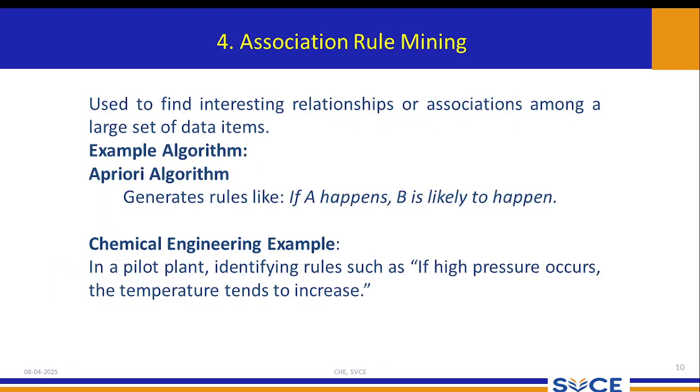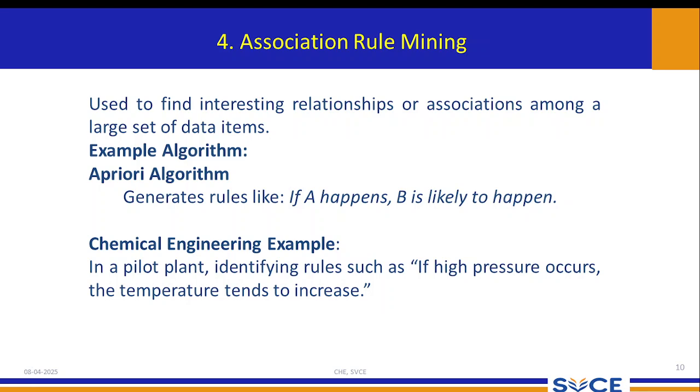Okay, and coming to the association rule mining. As I told you, if A happens, B is likely to happen. For example, the Apriori algorithm. That means it's a condition. So if the pilot plant identifies rules such as, if high pressure occurs, the temperature also tends to increase. So in that case, what will happen? What would be the effect on that?